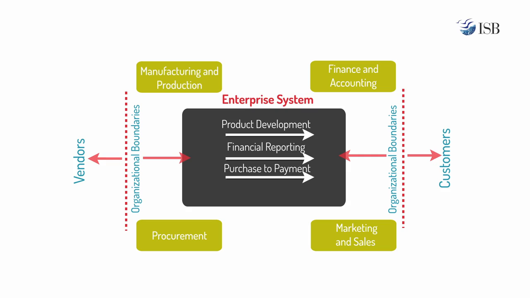Therefore, in the purchase to payment process that I described earlier, as soon as procurement raises a purchase order, it enters this information into a central database that is shared with finance and production. So, as soon as purchasing enters this info, it is accessible to finance and manufacturing at the same time.